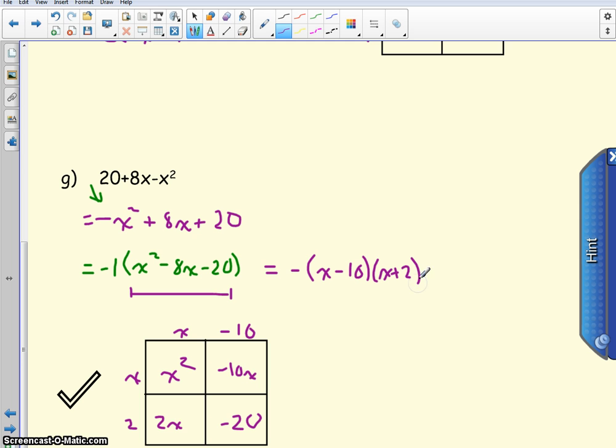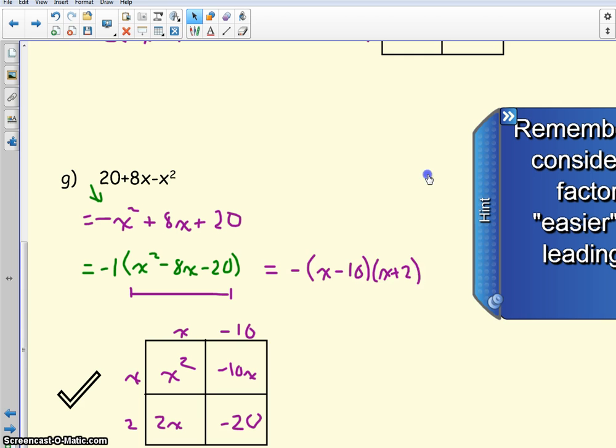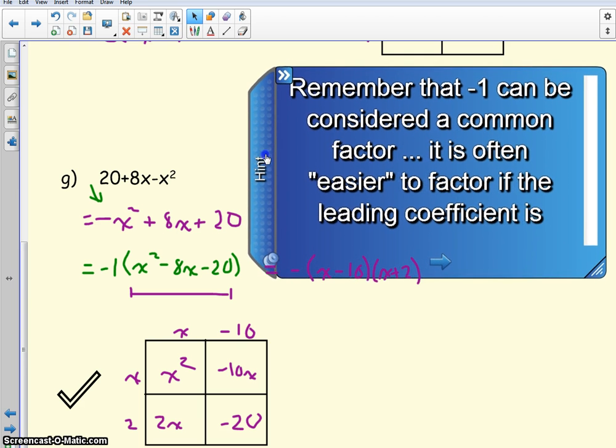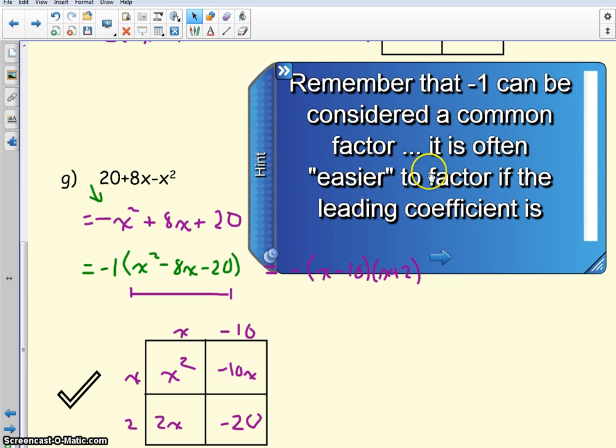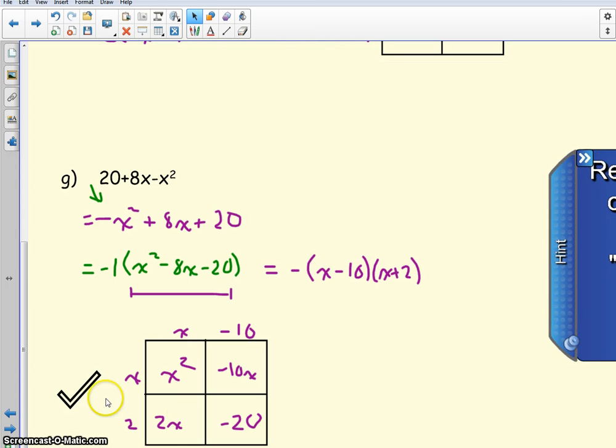Okay, so it's not too bad once you have it simplified, once you've taken out that negative. Just keep in mind that negative 1 can be considered a common factor, and it's a lot easier to factor if the leading coefficient happens to be 1. Just keep that in mind.